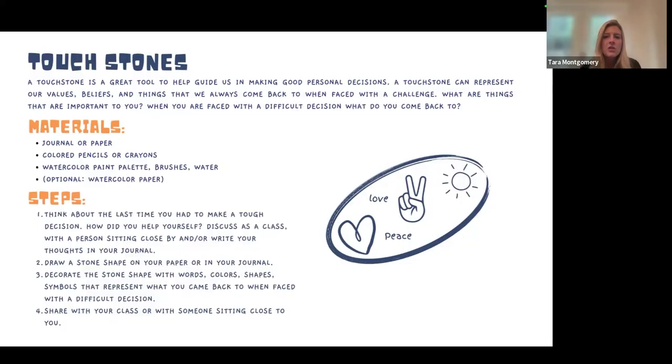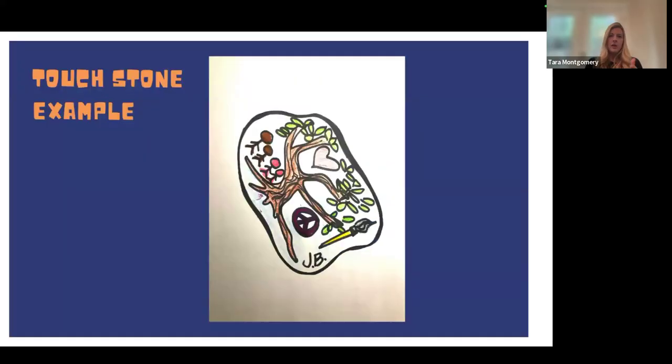So you can just have your students draw this on a piece of paper, or again, with your little ones, have this template already made for them. And so you're just going to have your students think about a tough decision that they've had to make and how did it help them? And then maybe you could even do this with your community circle. Talk about the topic and the art activity, have them go do the touchstone, and then let's come back together and share. And so here is an example.